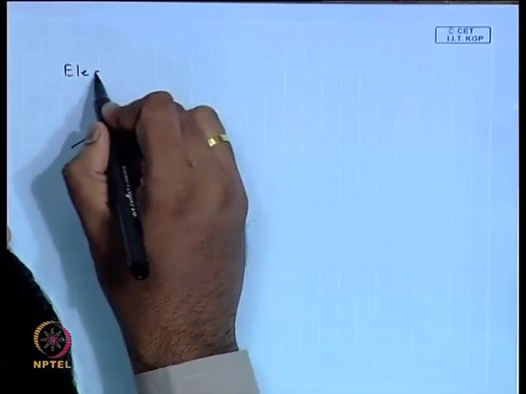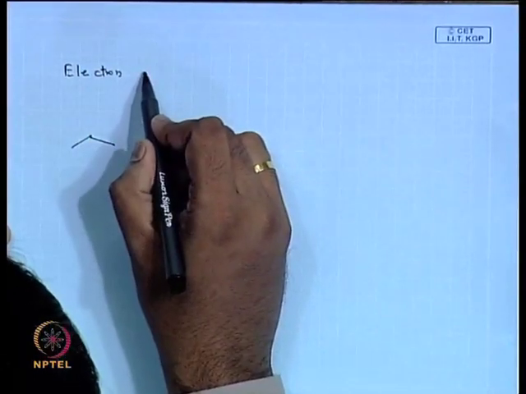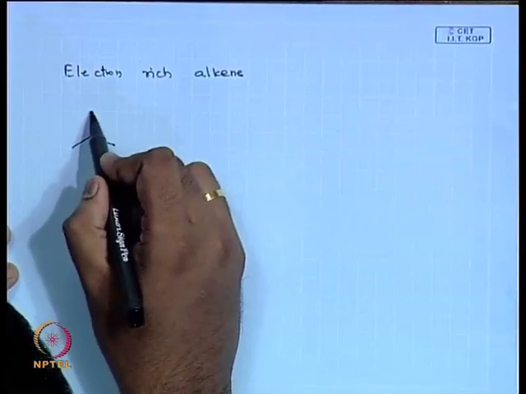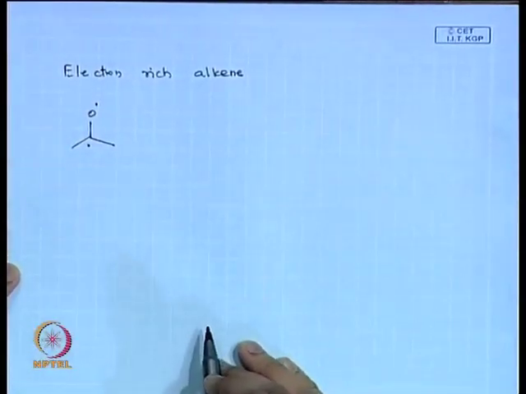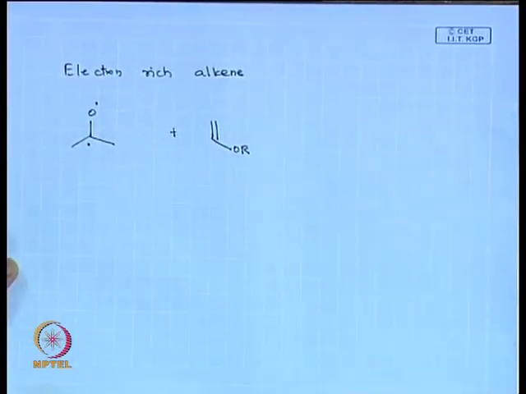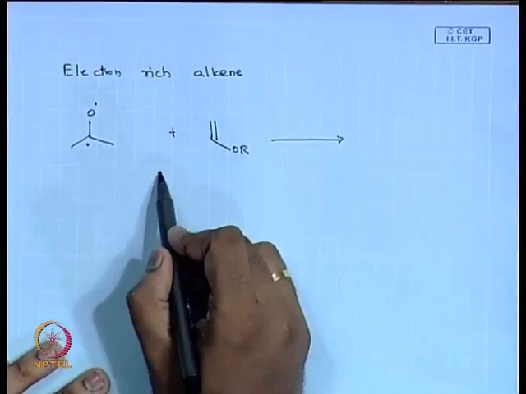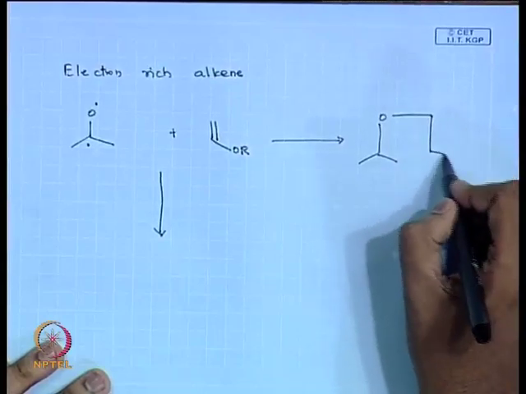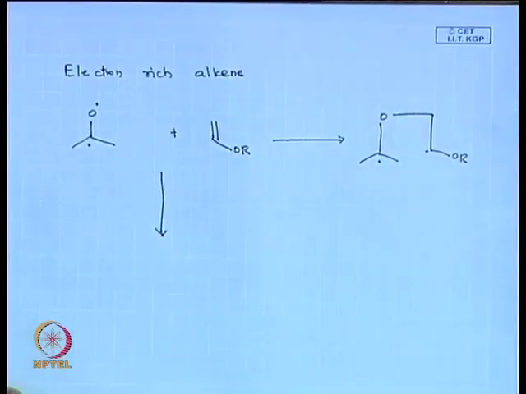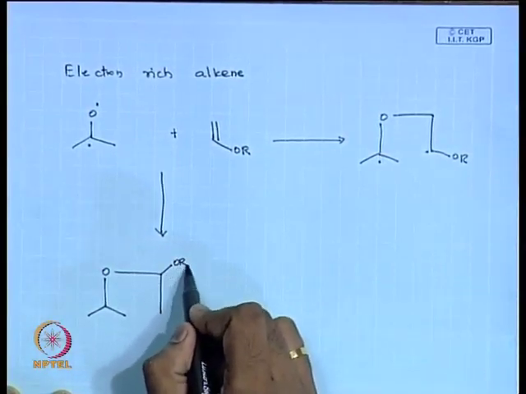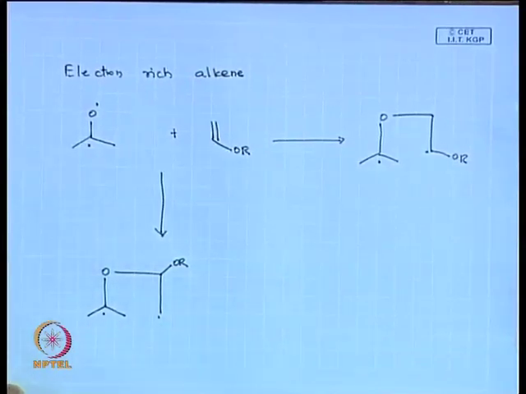I'll take an electron rich alkene, which we have seen. I have an n pi star ketone, and an alkene like this. So, I can write two ways. I can get this product, correct.